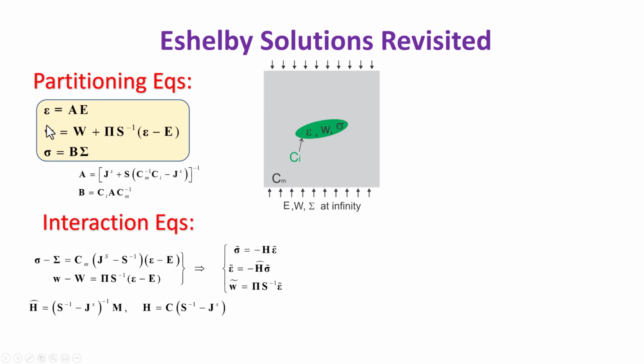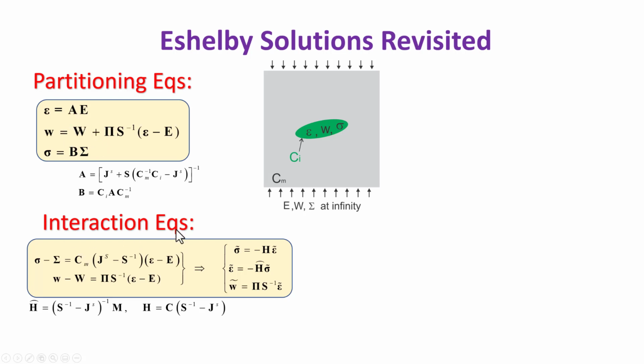The set of partitioning equations can also be recast into a set of interaction equations. The stress difference between the local field and the macro-scale field is related to the strain rate difference by this equation, and the vorticity difference is related by this second equation. And these two equations are called interaction equations.